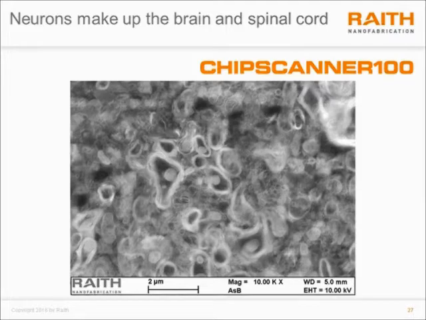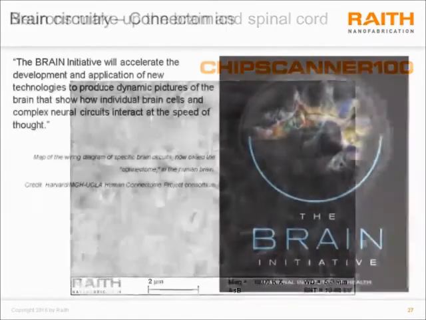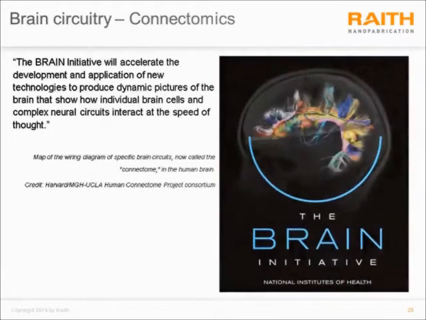So I would like to tell you now why we would use the chip scanner for imaging neuronal tissue. And so let me please provide some background. In 2013, the United States launched a $12 billion BRAIN initiative. The BRAIN initiative is to accelerate the development of technologies that will ultimately show how brain cells and complex neural circuits work. The idea is to map the wiring diagram of neuronal circuits in the brain.